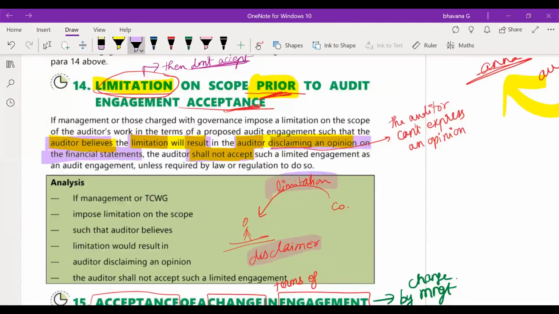Why only in the case of disclaimer of opinion should he not accept? What if the company poses some limitation that makes him give another type of opinion? First, I'll ask you, what are the types of opinion? Modified, unmodified, right? Under that there are a few subtypes. What are those subtypes? Please tell me, anyone. Qualified, adverse, disclaimer. Awesome, okay. Yes, so there are 4 types of opinion. One is true and fair, then qualified, adverse, and disclaimer.